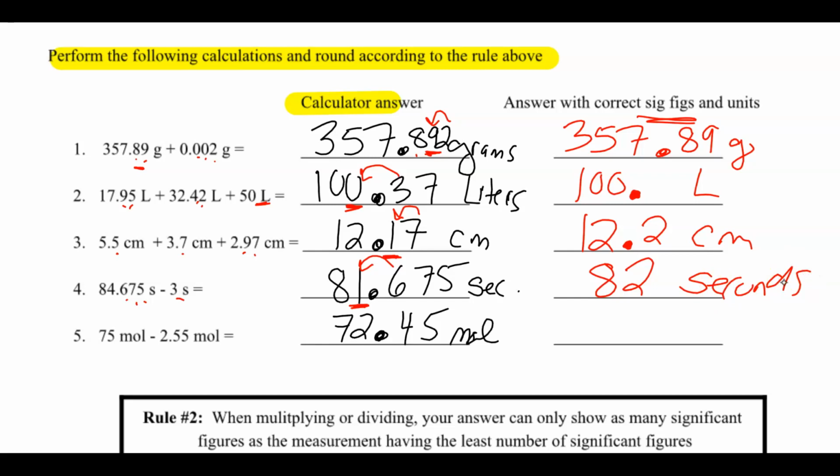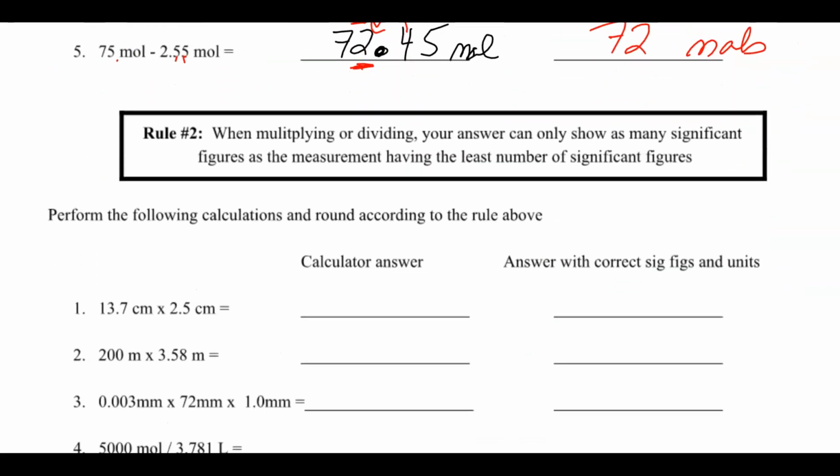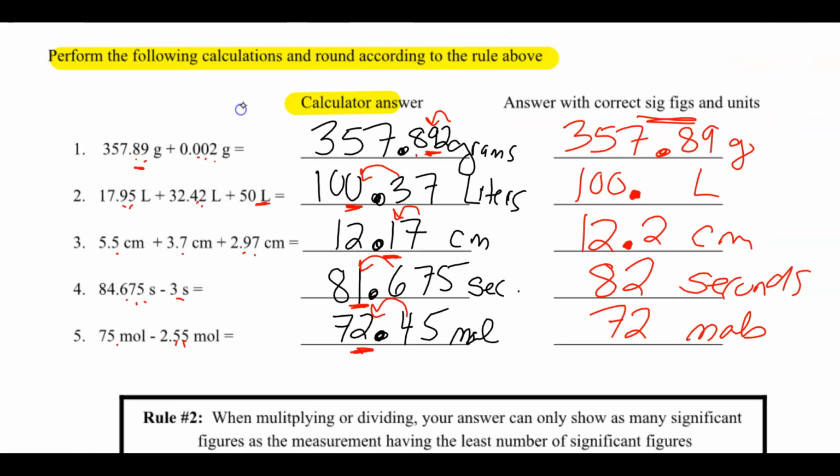Don't forget. Okay, number 5, no decimals, 2 decimals. So I've got to round to the nearest whole number, no decimal places. This is going to be 72 moles. And that's a unit we'll get into later in the year, probably around December or January. Okay, so that's a quick review of your adding and subtracting. Now let's look at a review of our multiplying and dividing sig fig rules.